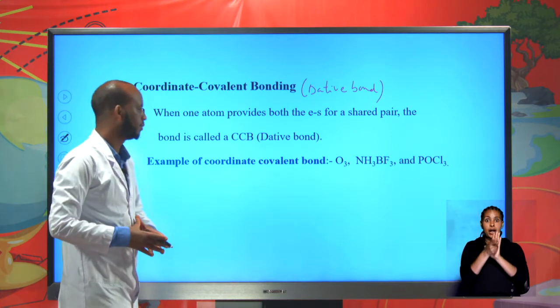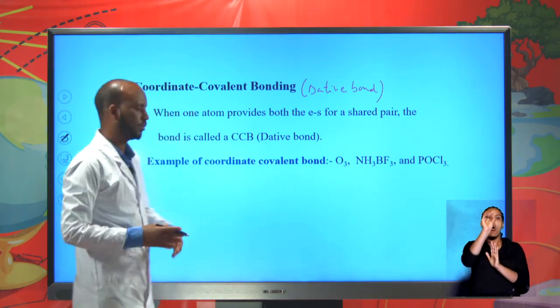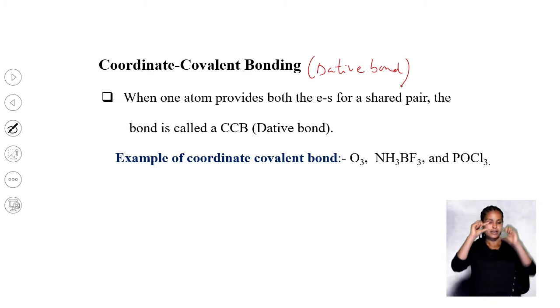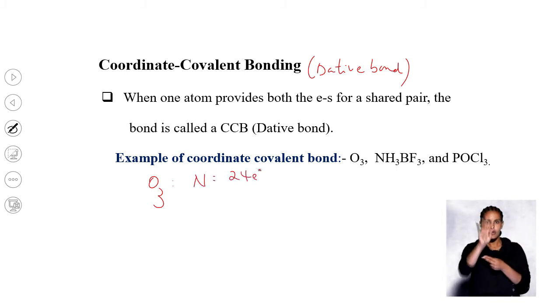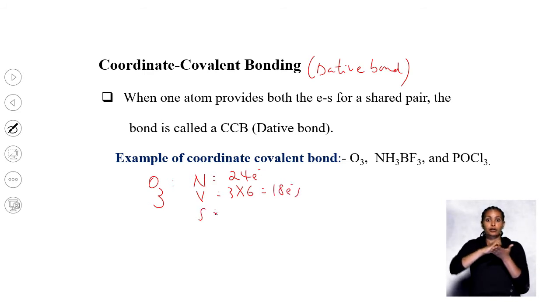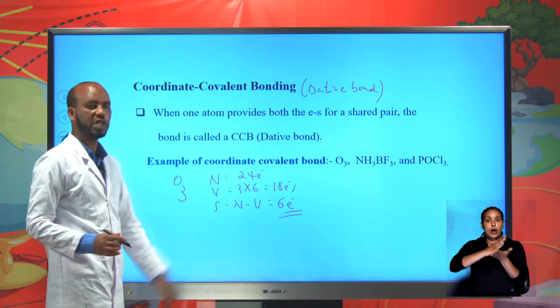For example, O3, ozone. The Lewis structure of ozone is this. Calculate the total number of electrons needed, N. N equals 3 times 8, which is 24 electrons. The valence electrons, V, is 3 times the valence electron of oxygen, which is 6, so 18 electrons. Shared electrons, S, is obtained by subtracting V from N. N minus V equals 24 minus 18, which is 6. Six electrons are shared between the 3 oxygen atoms.